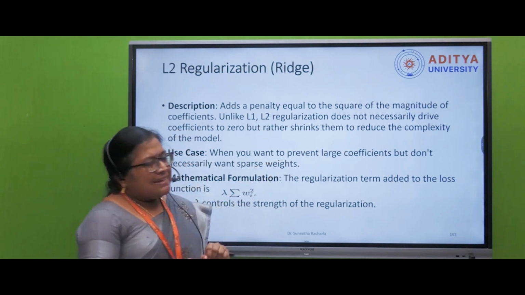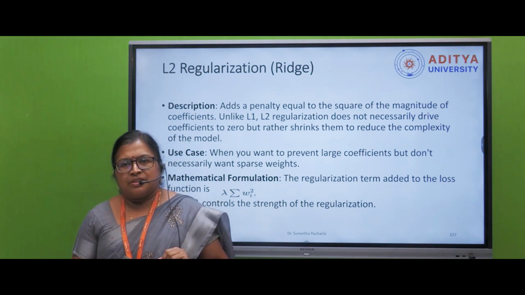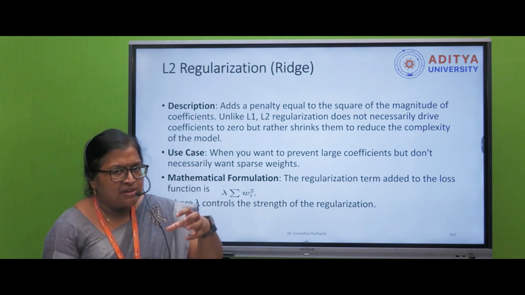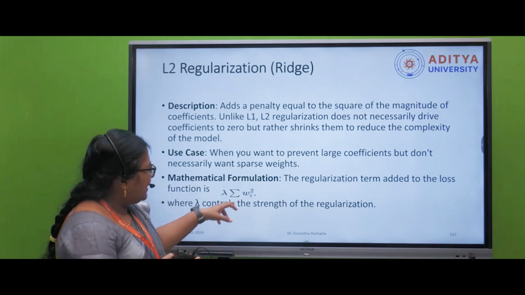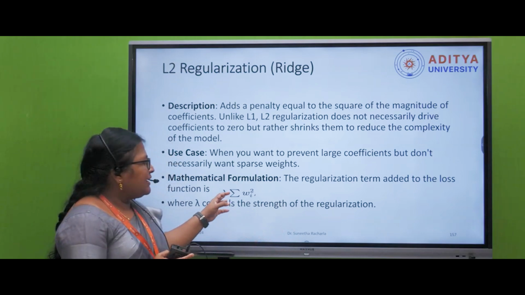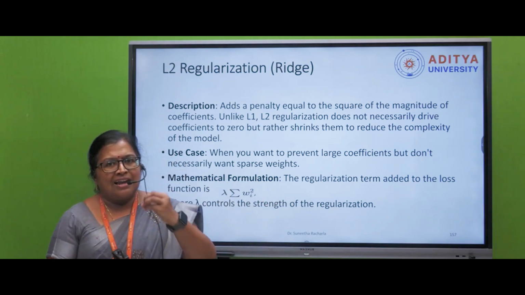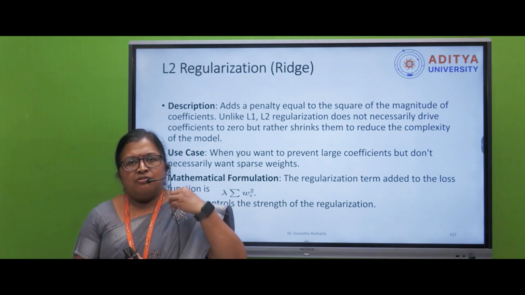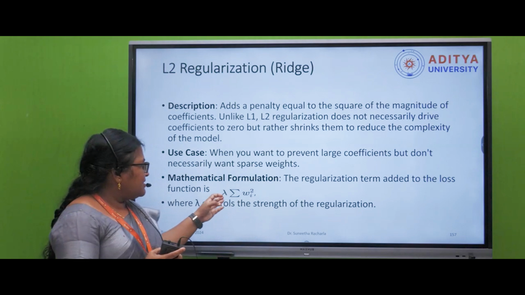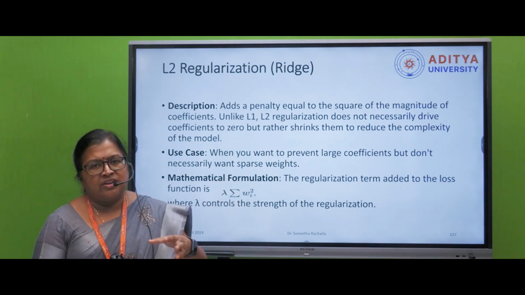The second type of regularization is L2 regularization, that is ridge regression. Ridge regression, instead of adding the absolute value as a penalty, will add the square value as a penalty. Here lambda is the regularization strength: how much penalty value you are adding is decided by this lambda. We call it the regularization constant.